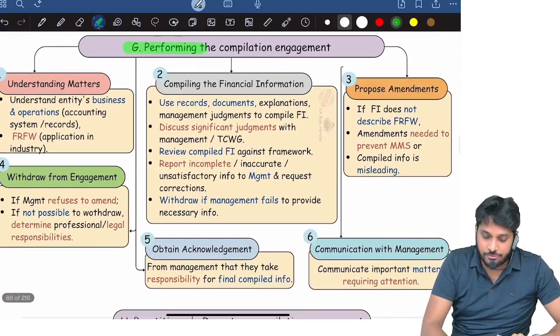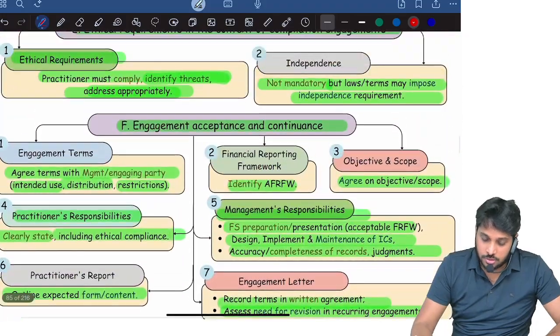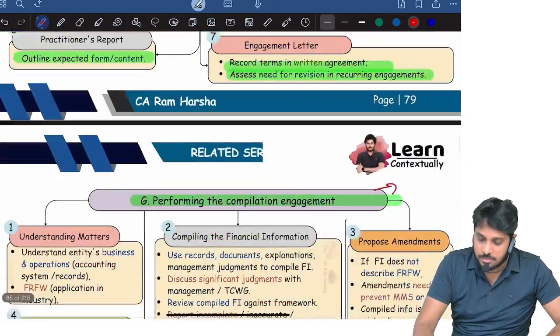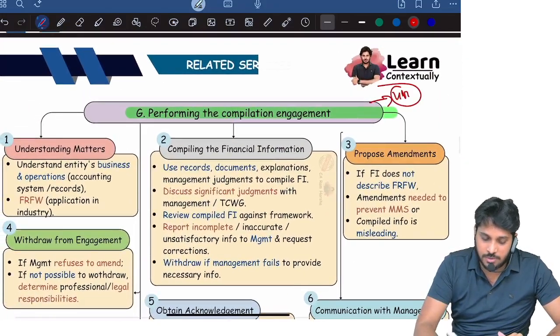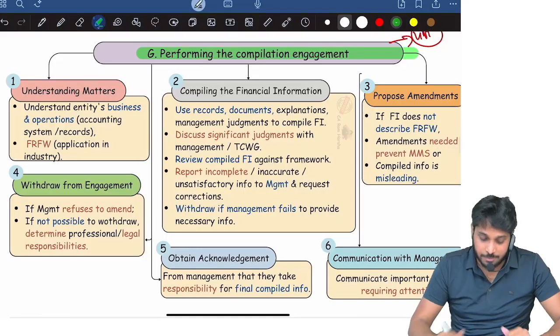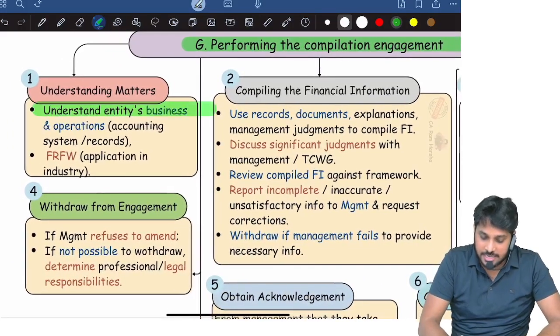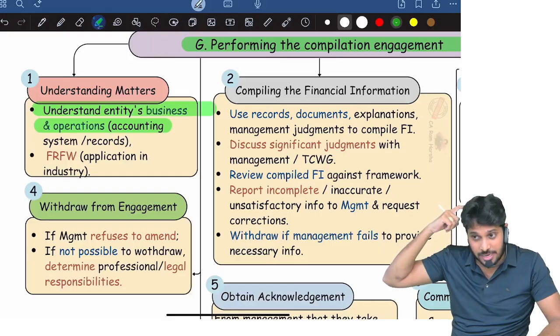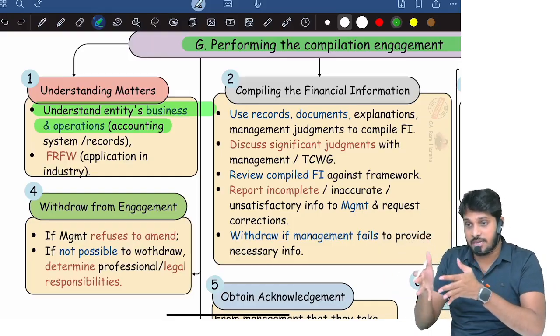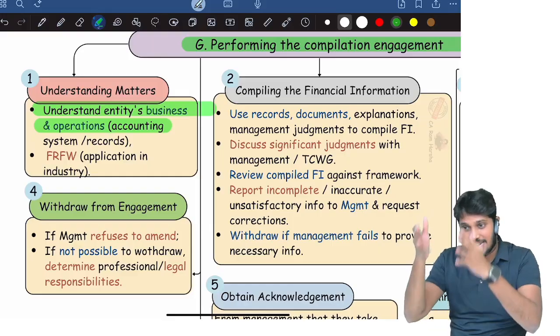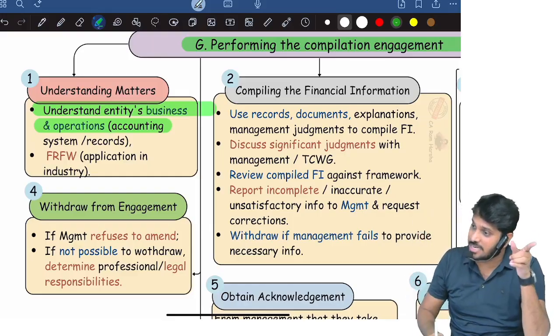Next, performing compilation engagement. Engagement acceptance is important, and performing the compilation engagement is important. Now, performing compilation engagement. First, the practitioner understands the entity, its business and operations. You need to understand this because things like segment reporting, current liability and non-current liability classification can be done only when you understand the business.